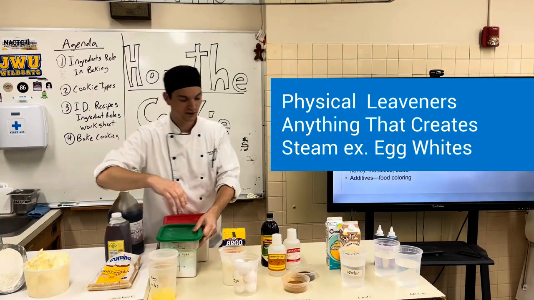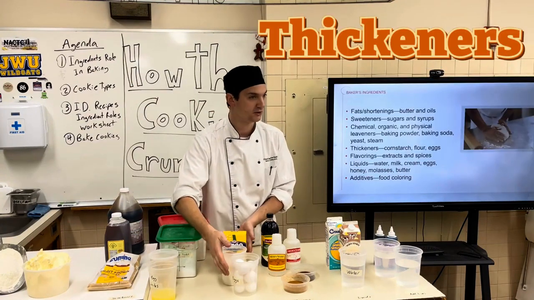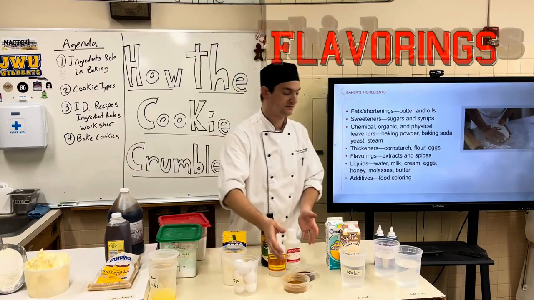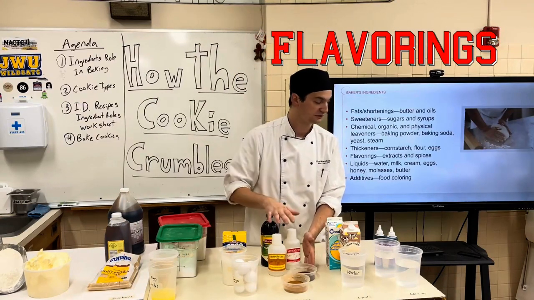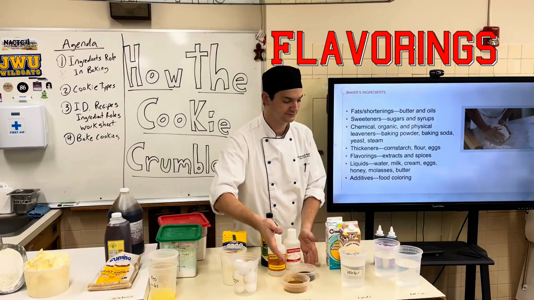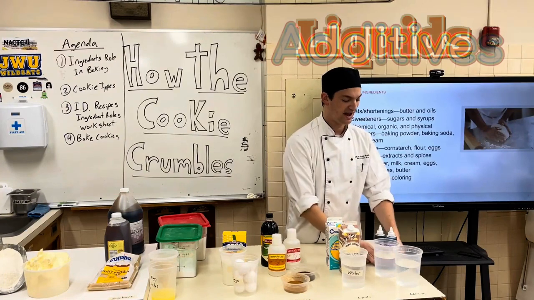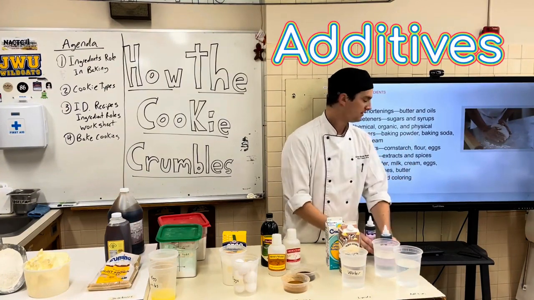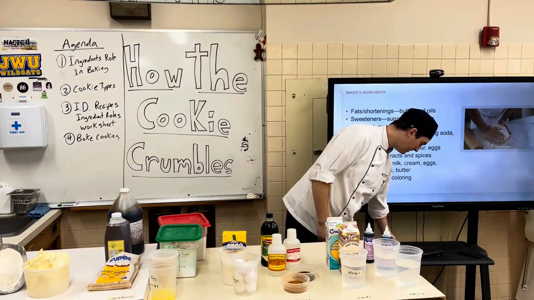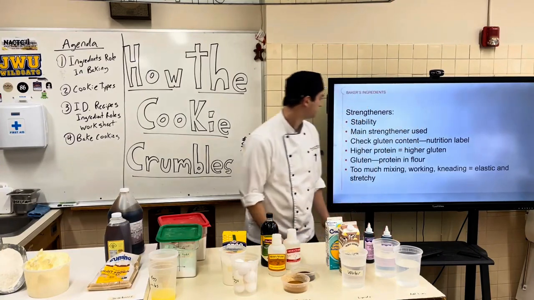We're also going to talk about thickeners, the stuff that helps hold it together. Flavorings, the stuff that makes it taste good, like extracts and spices. Salt's in there too. Liquids and the roles they play, right? And additives like food coloring. So let's go over them one at a time, just so we can kind of know what they're all doing here.